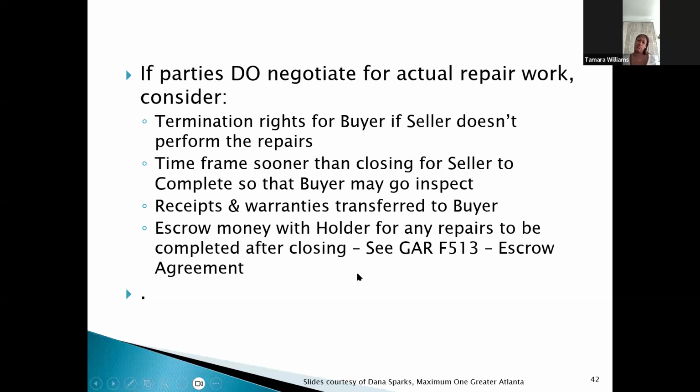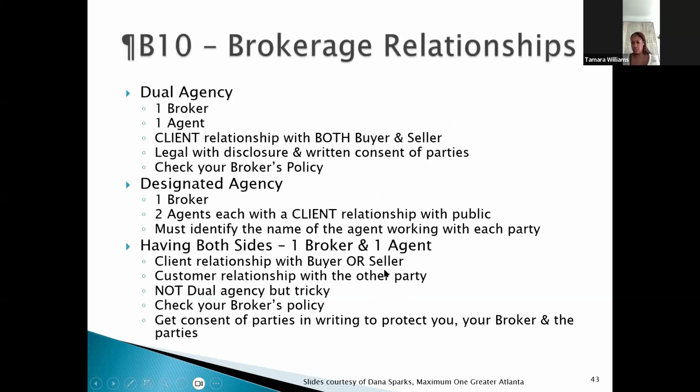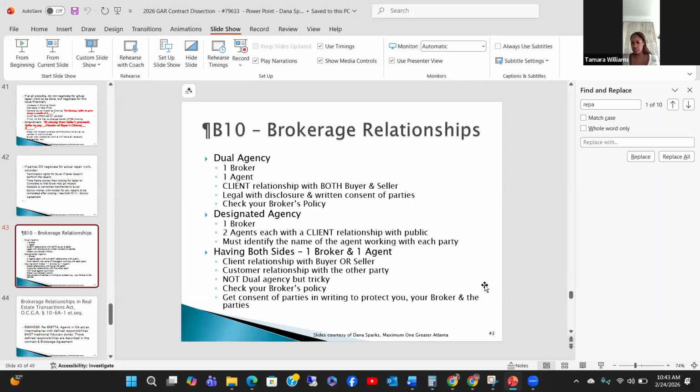Another way to handle it is with escrow money, where the seller escrows money with the holder for repairs to be completed after closing. And I suggest you don't write that up yourself, because you're not going to have all the ins and outs and what ifs and could be's and all that. Use the GAR 513 escrow agreement, where it has all of that written out by an attorney. All right. I'll type this up and have that for you available in the handouts as well.